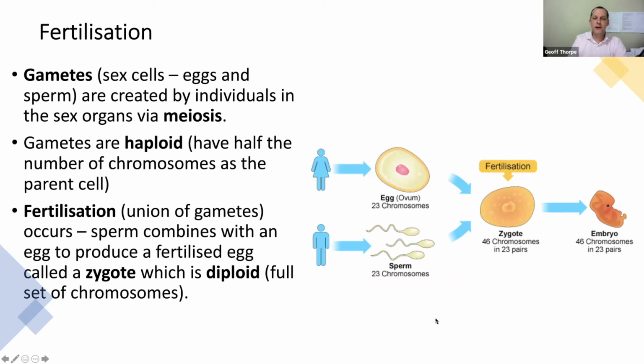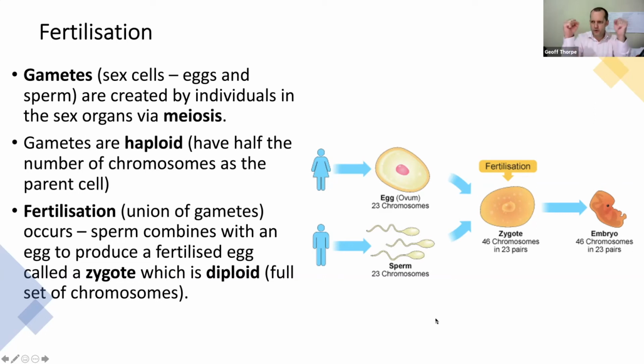In the gametes, there are not two copies of everything. There's only one copy of everything. Again, it'll all make more sense when you do meiosis. Now, fertilization, which is the union of the gametes. When fertilization occurs, in us, sperm combines with an egg to produce a fertilized egg. The fertilized egg, after the two gametes have come together, is called a zygote. And now that is diploid.